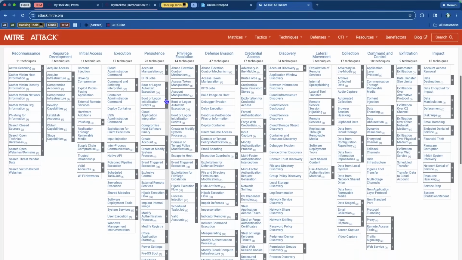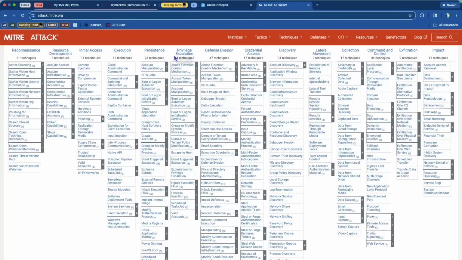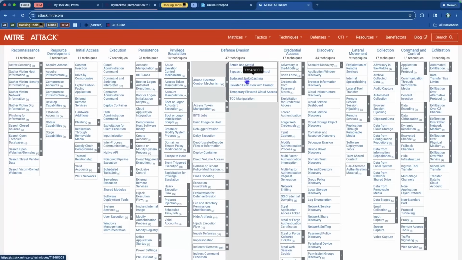This is the MITRE ATT&CK matrix. These things are known as tactics, right? Reconnaissance, resource development. These things at the top that you see right here are the tactics, and underneath them are the techniques for each one of those tactics. And when you click on some of these, it expands and you see sub-techniques. So some techniques have sub-techniques underneath them as well.